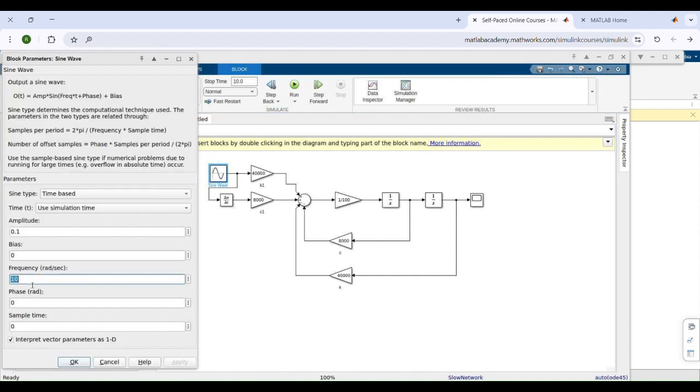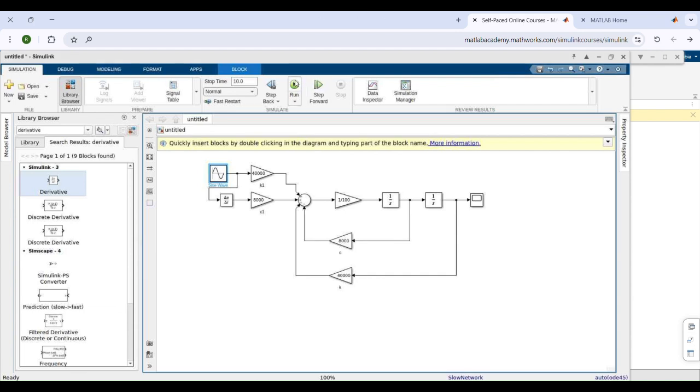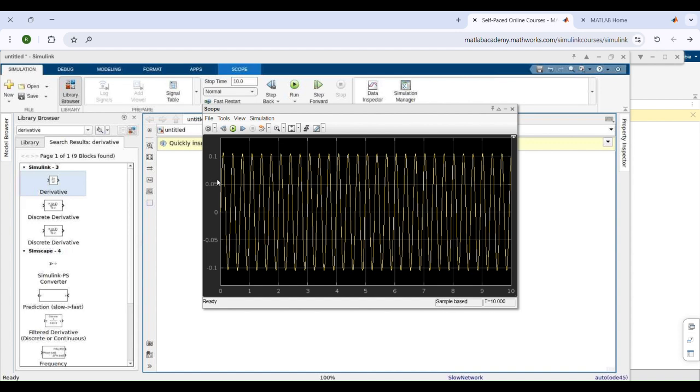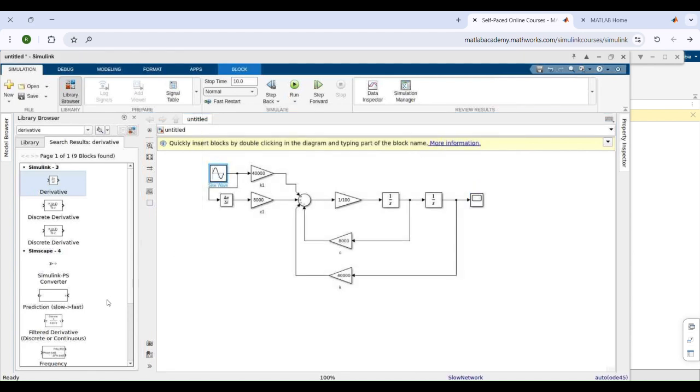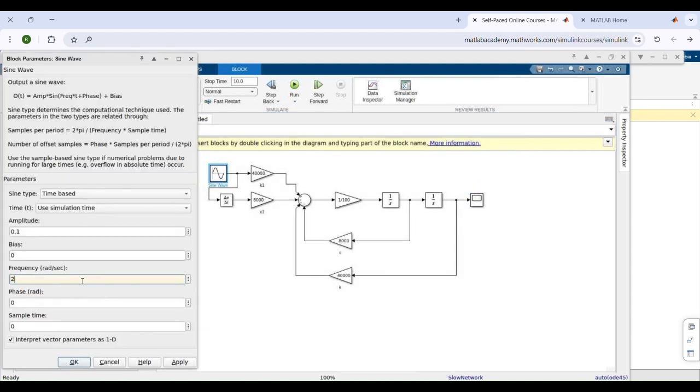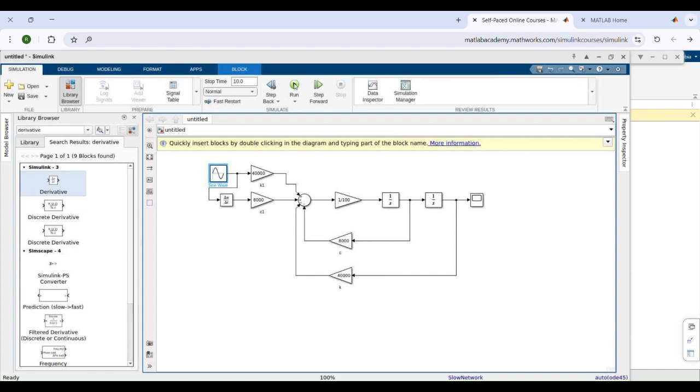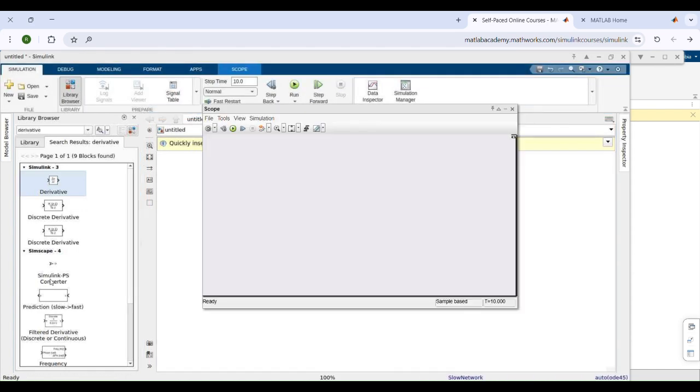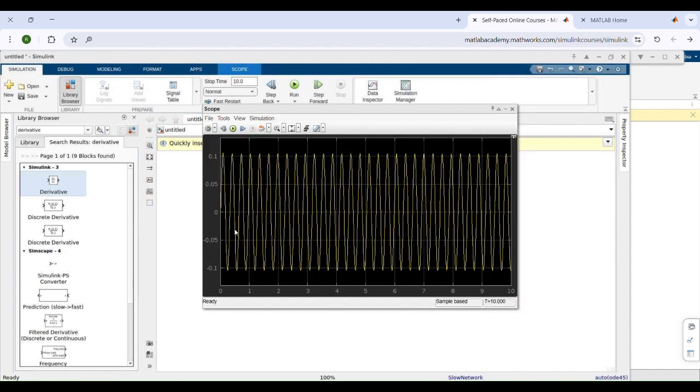Let's go to 19. Also approximately all the same. So you can see the system is stable, or there is no oscillation here. And for 20 also, it's approximately no oscillation.